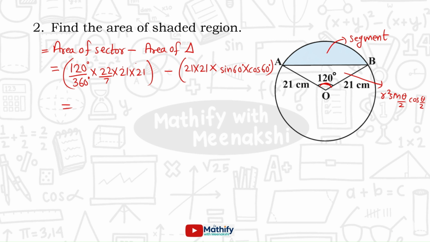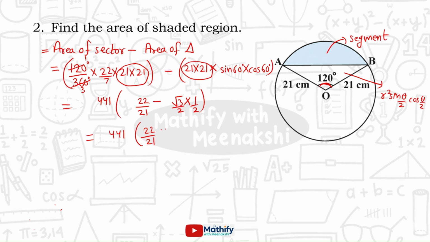If you want to take 441 common, just to save your time, I'm taking 21 and 21, that's 441 common. So I'm left with, if you cut this, 1 by 3. So 22 by 21 minus, what is sine 60? That's root 3 by 2. And cos 60 is sine 30, that's half. So that is 441 into (22 by 21 minus root 3 by 4). Now you can solve this on your own. Just leave your answer in root 3 only because the value of root 3 is not given. If they give you root 3 as 1.73, then you have to solve it further. I'm writing the final answer. That is 21 by 4 into (88 minus 21 root 3) centimeter square.